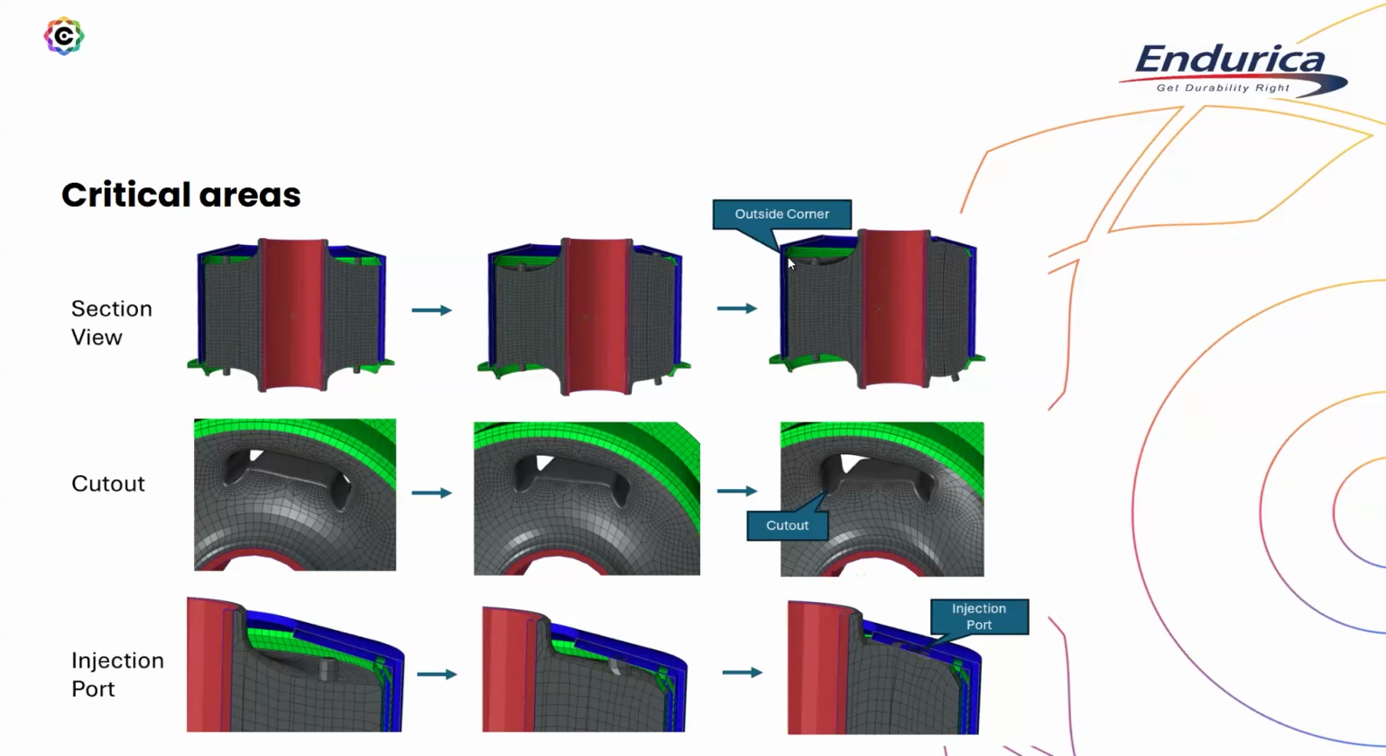We're going to look at the corner singularity. We're going to look at the high curvature area on the cutout. We're also going to look at this injection port and look at how these potential failure modes do under fatigue loading. All right, and you can see for the injection port, as the rubber squishes down, you see it coming into contact with the outer metal can.